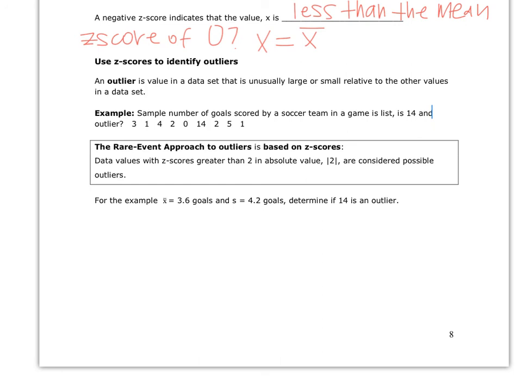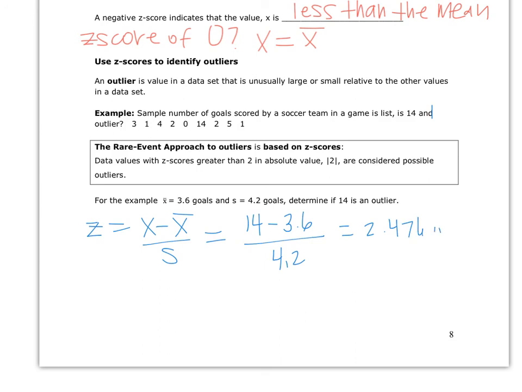Just a reminder, we're going to take z equal to x minus x bar divided by s. Our value is 14. The sample mean is given to us there as 3.6. Sample standard deviation is 4.2. That gives us a z-score of 2.476. Round that to 2 decimal places, we get 2.48. Well, that is over 2, so we can say that, yes, 14 is an outlier.